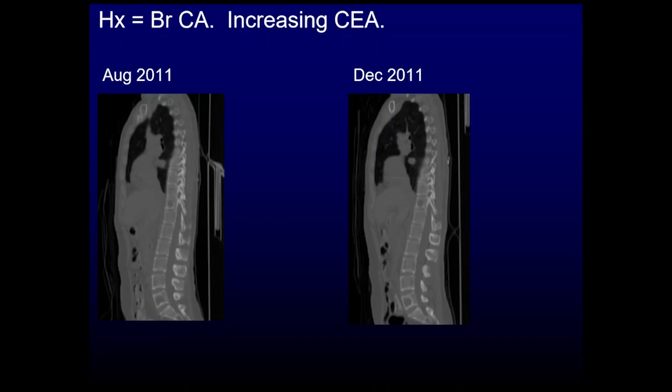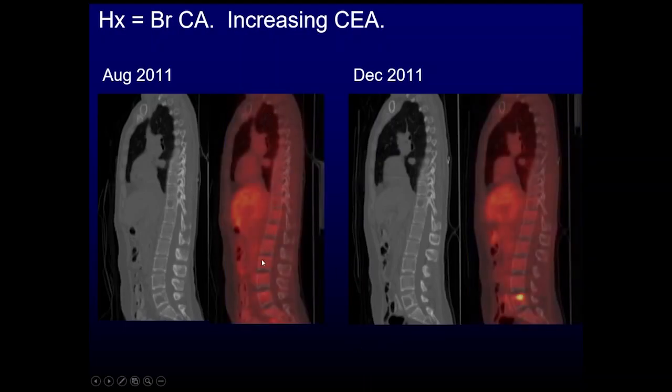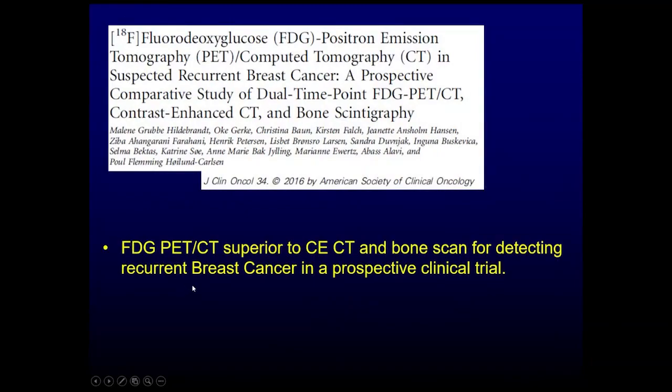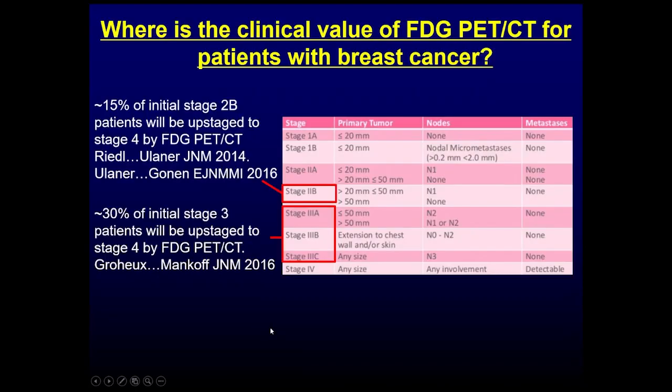FDG PET can also be more valuable for detecting recurrent disease in patients with presumed treated malignancy. Here's a patient with breast cancer and an increasing tumor marker, baseline CT, follow-up CT. I can't see where the new malignancy is, but here's the baseline PET, the follow-up PET. Here's the biopsy-proven recurrent malignancy. So the FDG PET is far better at detecting a malignant recurrence than the CT, and this has been demonstrated in prospective clinical trials that the FDG PET is superior to CT and bone scan for detecting recurrent breast cancer.